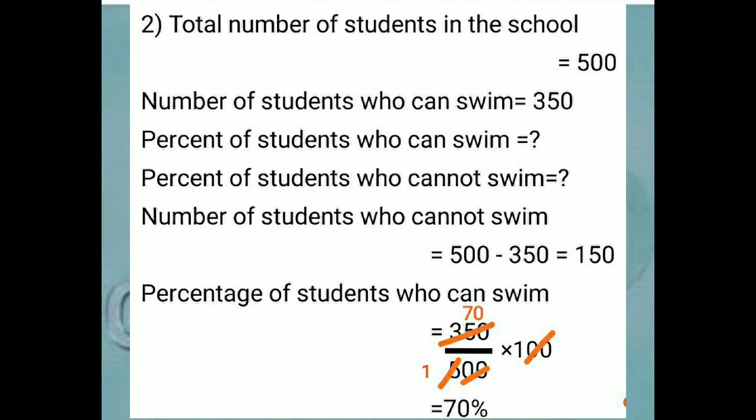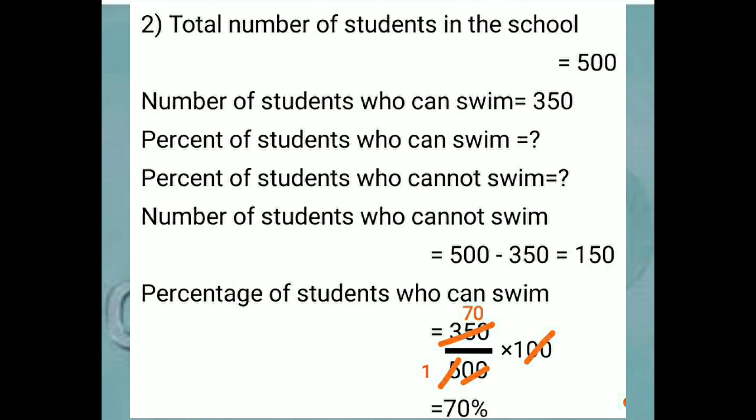Now to find out the percent of students who cannot swim, we'll first have to find out the number of students who cannot swim, for which we will have to subtract 350 from 500, which gives us the answer 150. Now we have the number of students who can swim and the number who cannot swim. So then let's try to find out the percent of students in both the categories.